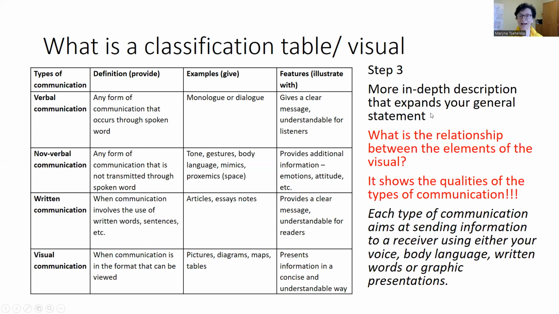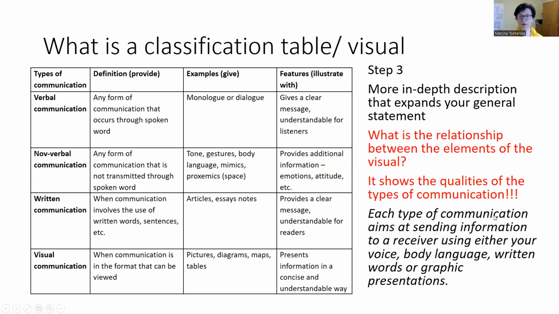So in our step three, you will give a more in-depth description that expands your general statement. Let's think, it is very important to understand the relationship between the elements of this visual. So here it shows the qualities of different types of communication. It describes different types of communication. It doesn't compare, it doesn't rank, it just describes.